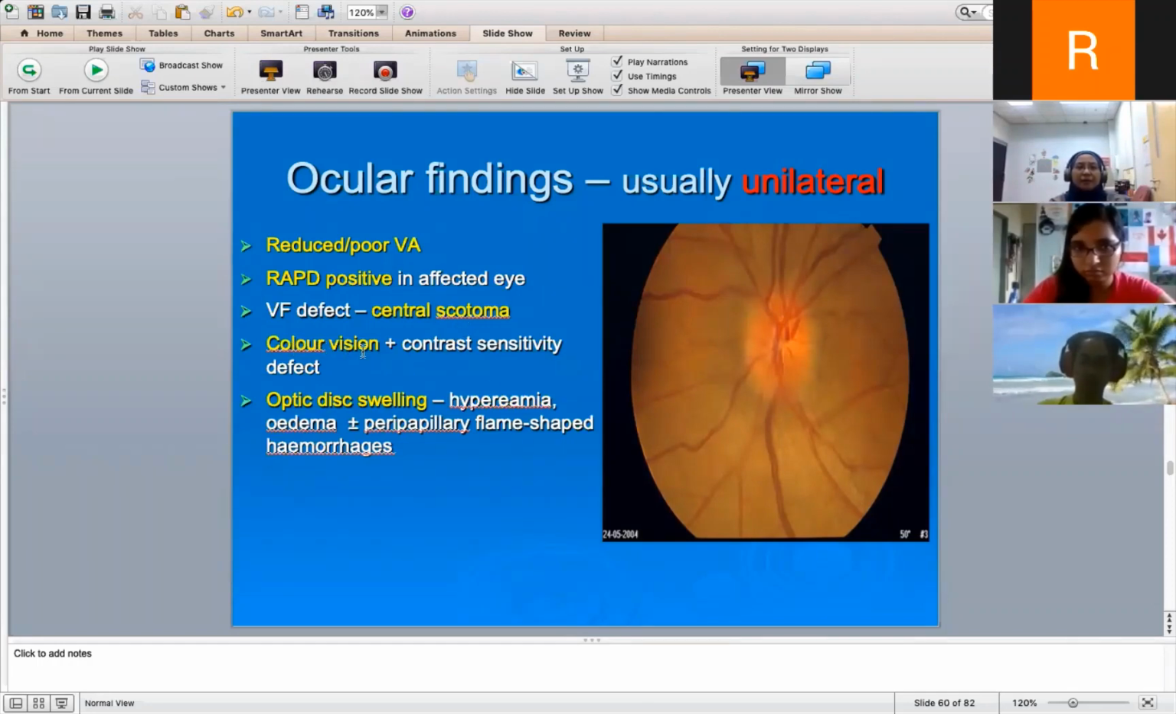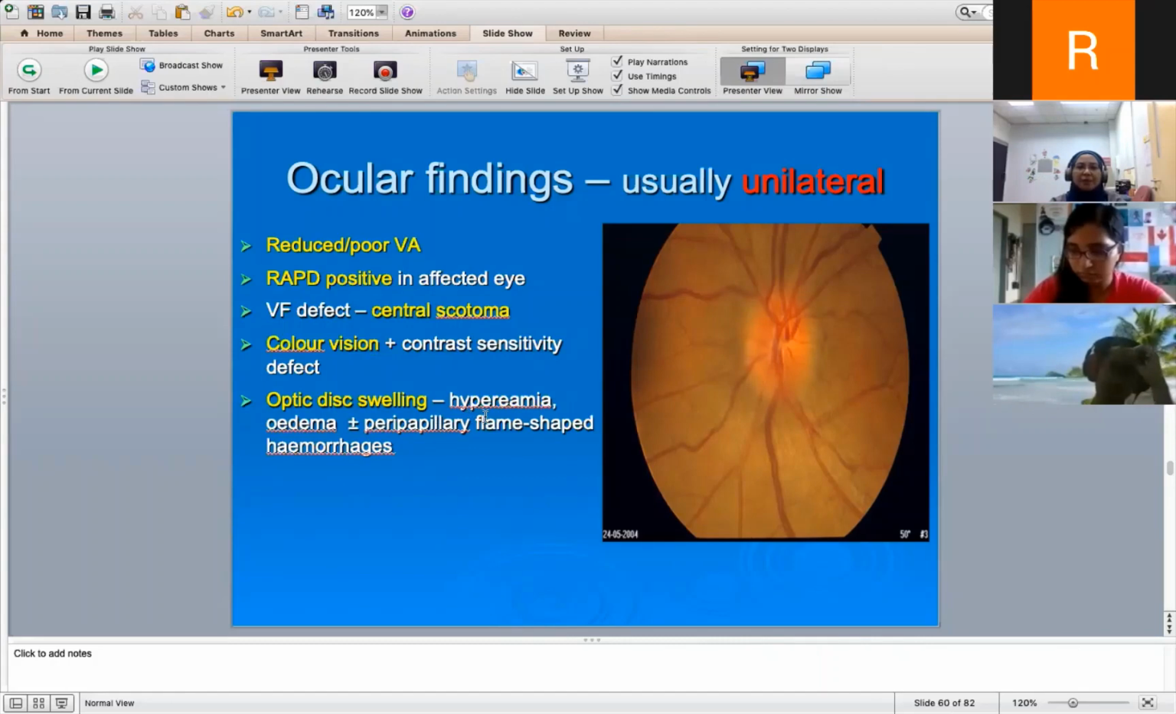They have a color vision. How do you test color vision? Usually we just give them, if you have anything like a red cap bottle or the cap of your red pen, just compare right eye and left eye. They will say the color of the affected eye is not anymore red. Yeah, it might be a bit greenish. The hue will be different. So that is what we call a color defect.